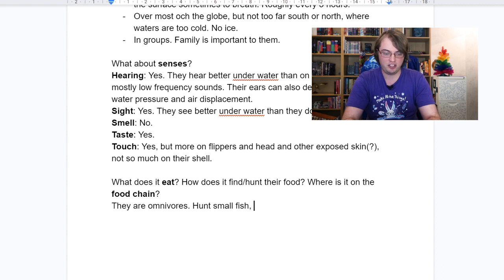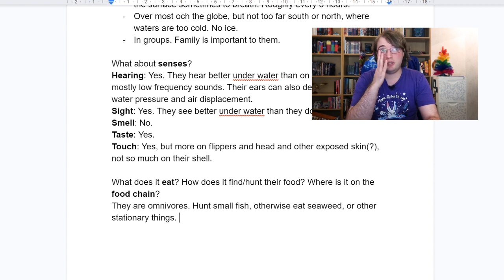Hunt small fish, otherwise eat seaweed or other stationary things. And the next question about where they are on the food chain.